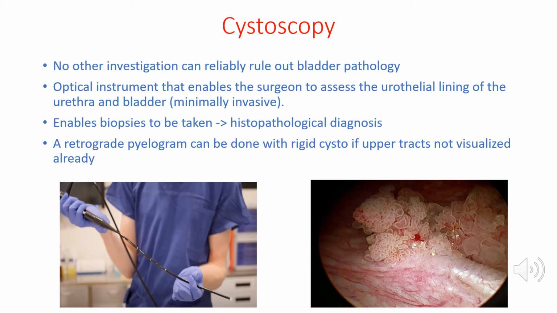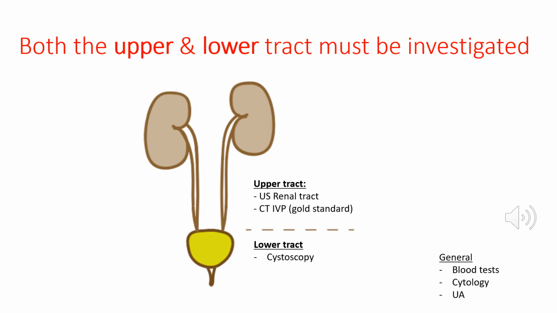Another thing you can do is a retrograde pyelogram when you're there, if the upper tracts are not yet visualized, but this is not as sensitive as doing a formal CT intravenous pyelogram. I'd like to remind you here that when you have hematuria, you have to investigate both the upper tract and the lower tract, and there are different modalities to doing these. Your imaging modalities are pretty good for your upper tract malignancy diagnoses. However, with your lower tract, your bladder and below, you need to use cystoscopy. Imaging is not reliable.